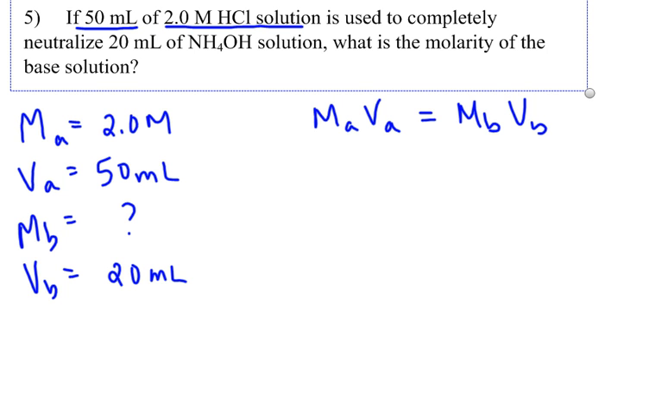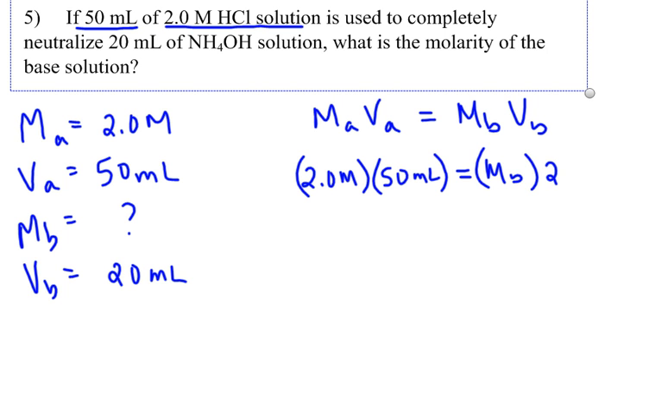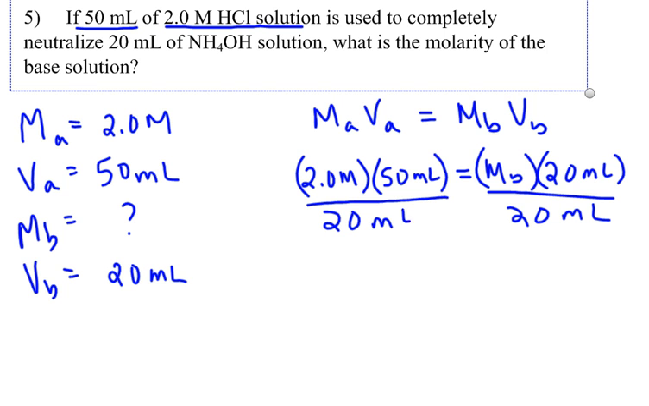Okay, so plugging everything in, we have 2.0 molar times 50 milliliters is equal to the molarity of the base times the volume of the base, which is 20 milliliters. Dividing everything by 20 milliliters. Milliliters cancel. We didn't have to worry about adjusting any volume units. The molarity of the base, we should really have only 1 significant figure in our answer. 2 times 50 divided by 20 gives us 5 molar.